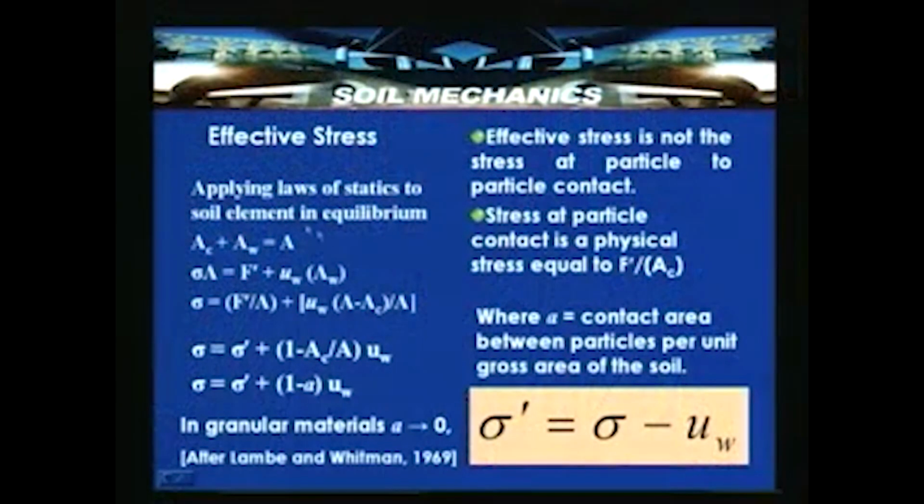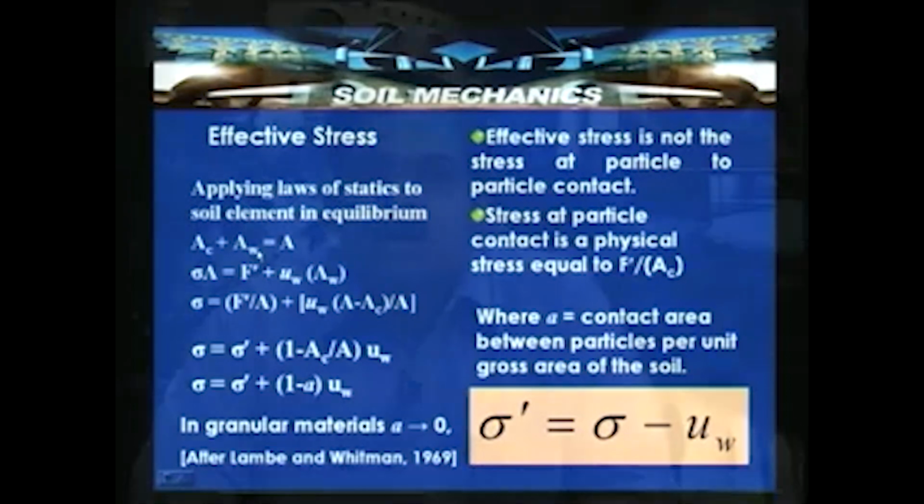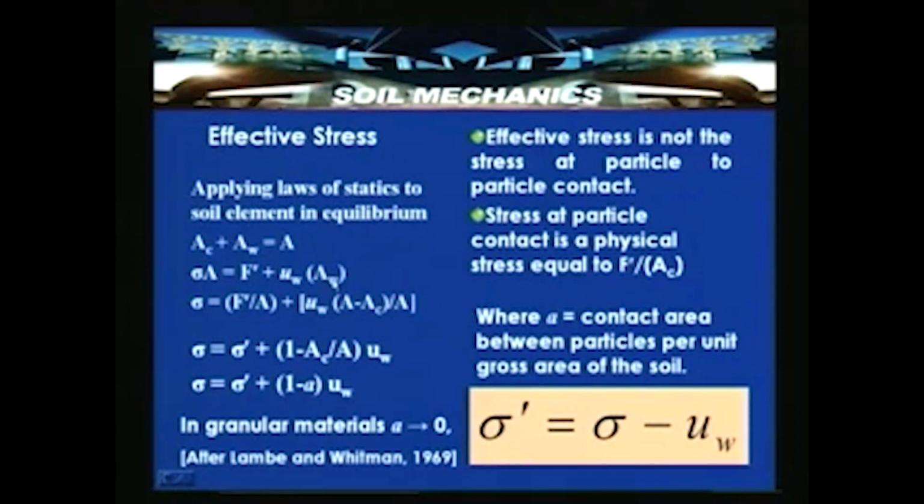Now let us consider the static equilibrium in the vertical direction. Applying the laws of statics to the soil element in equilibrium, AC plus AW, that is the area of contact plus the area occupied by water, is equal to the total area A, the area of the plane. So, this can be written as sigma A is equal to F' plus UW into AW.